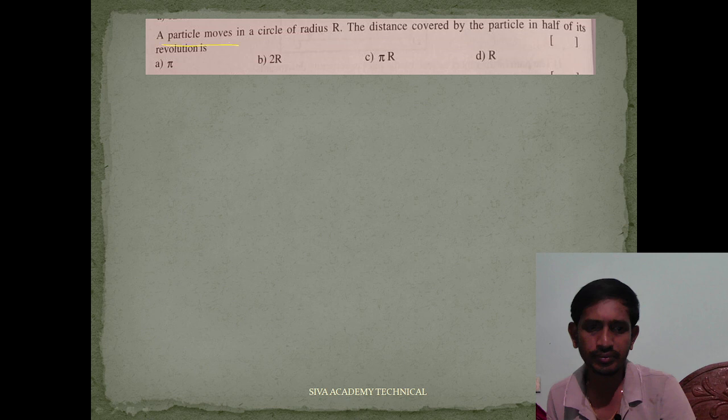A particle moves in a circle of radius... So the particle is moving in a circular path which has a radius. Radius here means the distance from the center to the circumference of the circle. Circumference means the boundary of the circle. So this is called R. Center to the circumference is R. Therefore it is the radius of that circle. Radius means the distance between the center point O and the circumference of the circle.